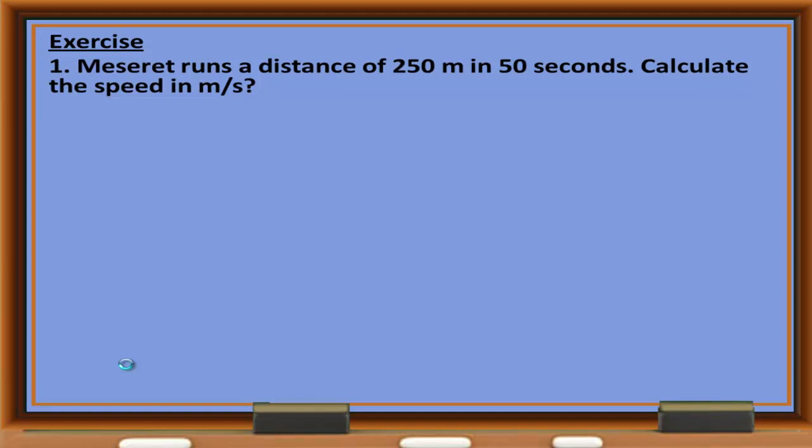Exercise number 1. Masarat runs a distance of 250 meters in 50 seconds. Calculate the speed in meter per second. Solution. Speed is equal to distance over time. The distance is 250 meters divided by 50 seconds. 250 divided by 50 is 5 meter per second. The magnitude here is meter per second.